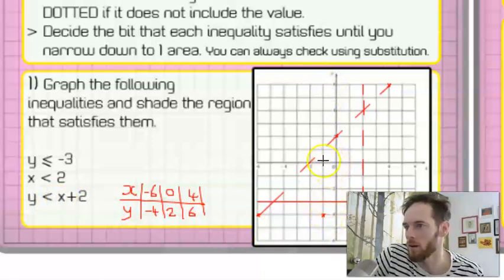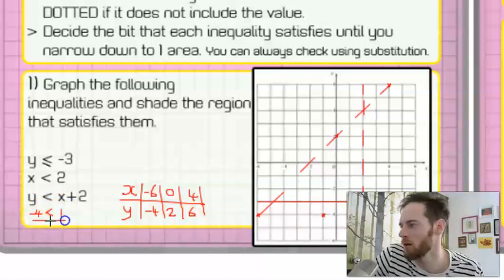So let's see if it makes sense. So we're going to take the value of x equals -1, -1 plus 2, all right? What is -1 plus 2? Well, it is 1, all right? And then we're going to see what that value of y is, which is -4, right? Now -4 is less than 1. Does that make mathematical sense? Is that true? Yes, it is. All right, -4 is less than 1.